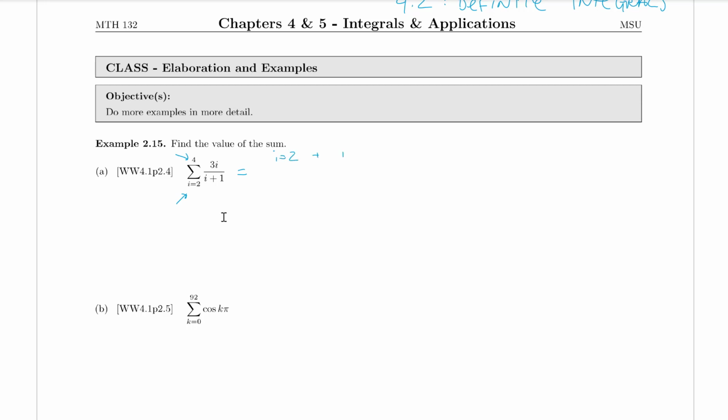So we're going to plug in a 2, a 3, and the 4. When we plug in the 2, we get 3 times 2 over 2 plus 1. When we plug in a 3, we get 3 times 3 over 3 plus 1. And when we plug in a 4, we get 3 times 4 over 4 plus 1. If we simplify those one step, we get 6 over 3 plus 9 over 4 plus 12 over 5, and that's totally okay for our final answer because we don't need to simplify here.